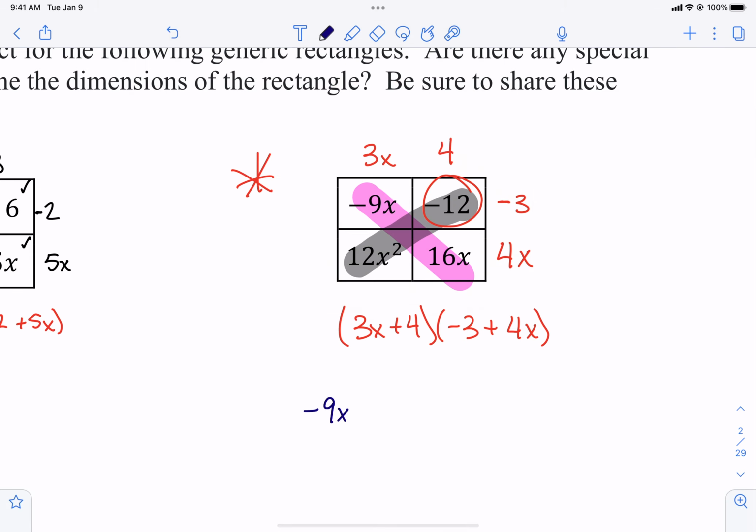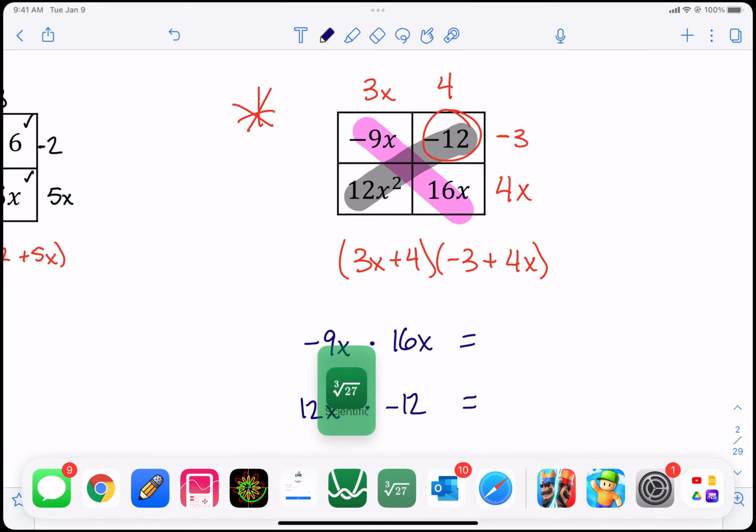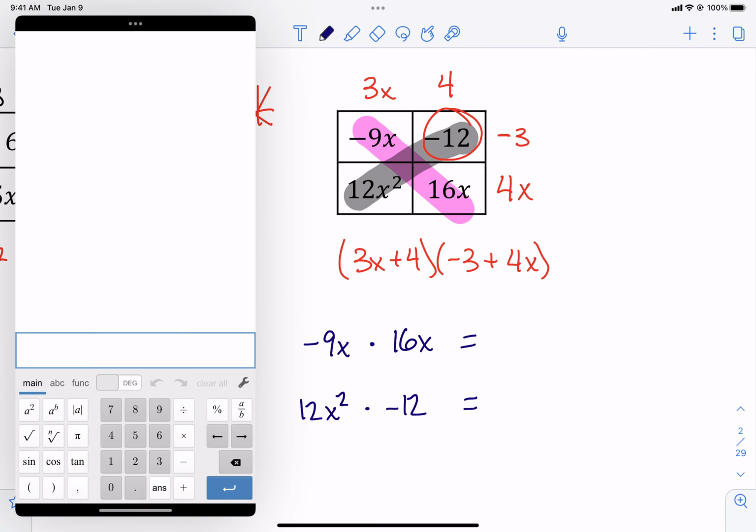So if I have negative 9x multiplied by 16x, that should give us the same answer as 12x squared times negative 12. Now, I'm no genius. I'm going to use a calculator to help me out here, and I hope you would too. So if we have negative 9 times negative 16, we get 100. Ooh, hold on. Careful. I made a mistake. Negative 9 times a positive 16, I get negative 144. And then since this one had an x and this one had an x, we know that our answer will be x squared.